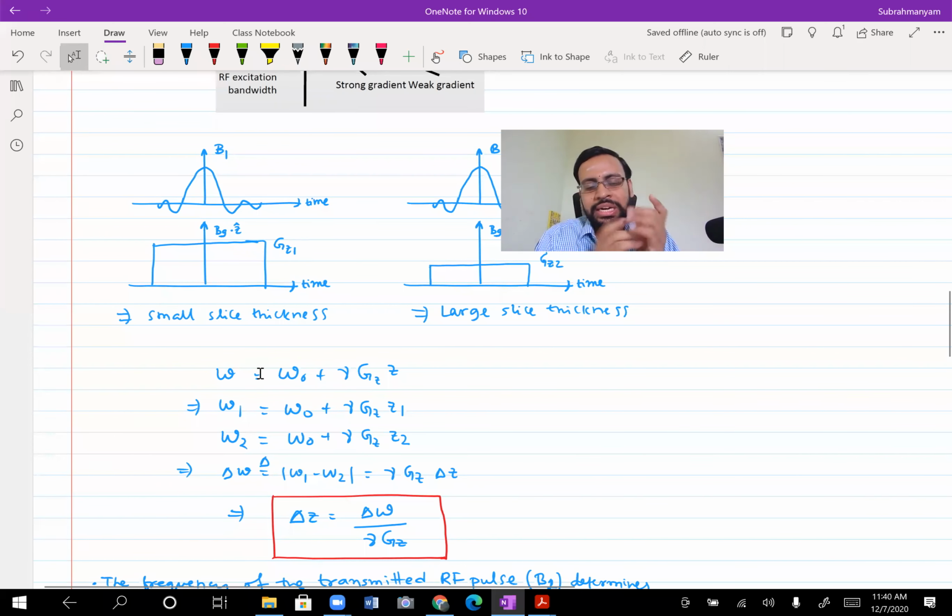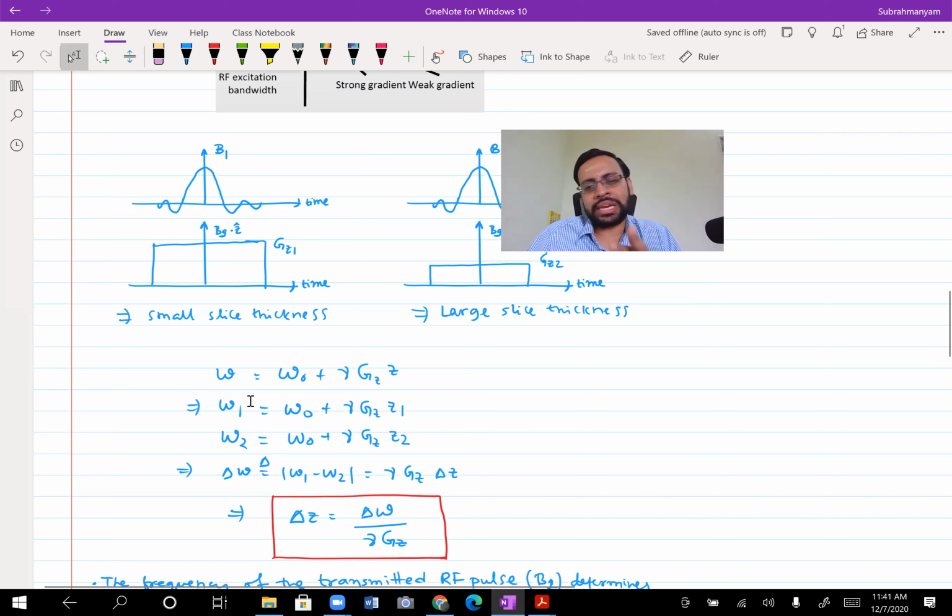Now for delta omega, let's assume that I go from omega 1 to omega 2. My delta omega will be the absolute difference of omega 1 and omega 2. So assume that at the Z1 location, it is resonating with a frequency of omega 1. At the Z2 location on the Z axis, it is resonating with the frequency of omega 2. This relation is linear. So omega 1 equals omega naught plus gamma times Gz times Z1, and at the Z2 location, omega 2.